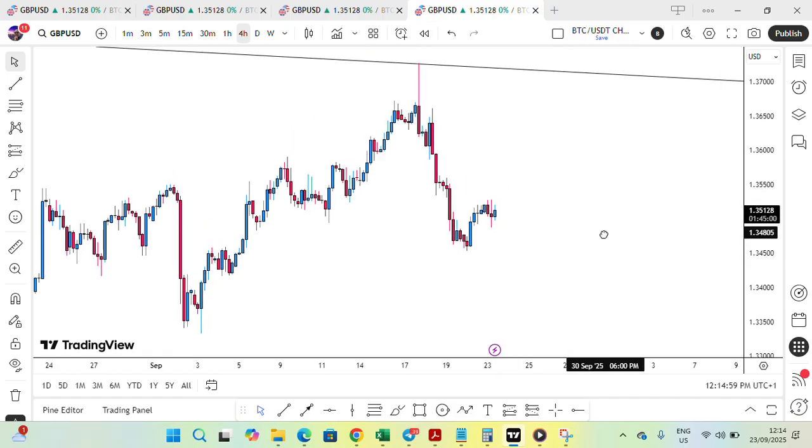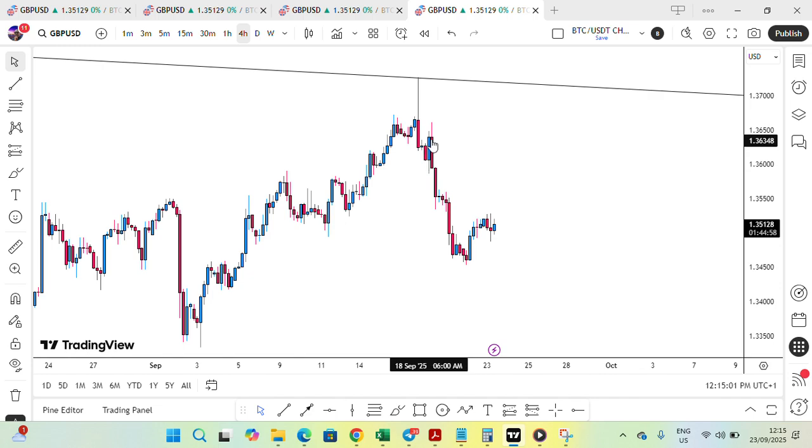Now, if you also look at market structure, you'll see that the market is making a series of lower highs and lower lows, okay? Lower highs and lower lows. This lower high, lower high, lower highs, and here we have the lower lows.